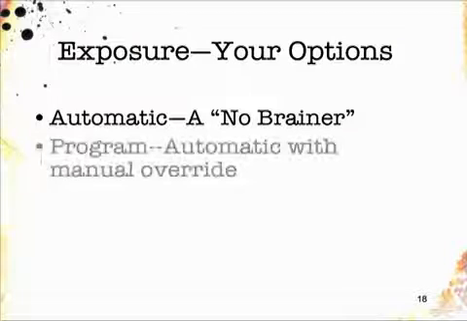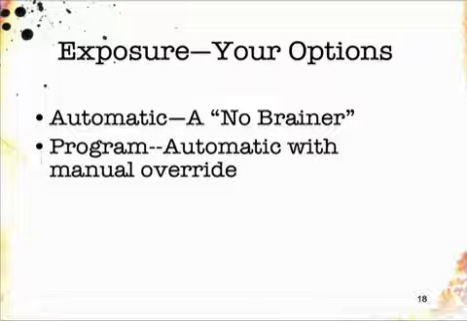Another good option would be the program mode. The program mode is very much like the automatic mode, except you have some automatic options or overrides that you can take advantage of. You can maybe increase the exposure or lessen the exposure. Maybe you can adjust the aperture or the shutter speed just a little bit.